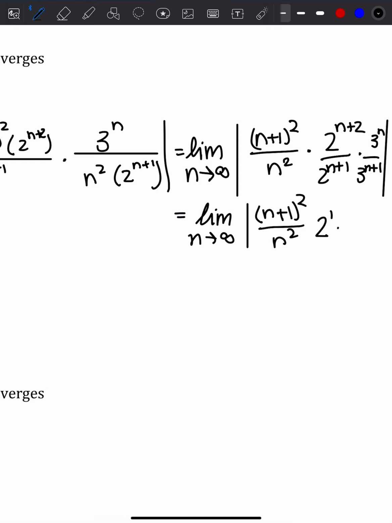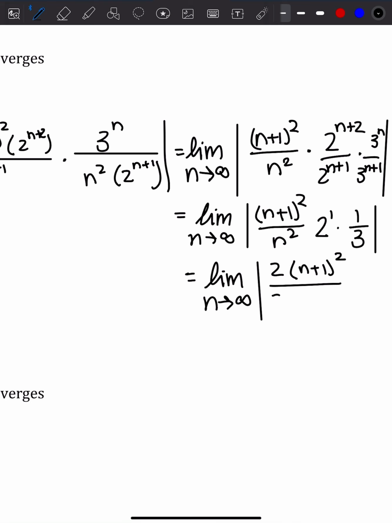3 to the n divided by 3 to the n plus 1. Same kind of deal, except we're going to have 1 over 3, so 1/3. So right now we have 2/3 times this thing here. This would look something like the absolute value of 2 times n plus 1 squared divided by 3 n squared.